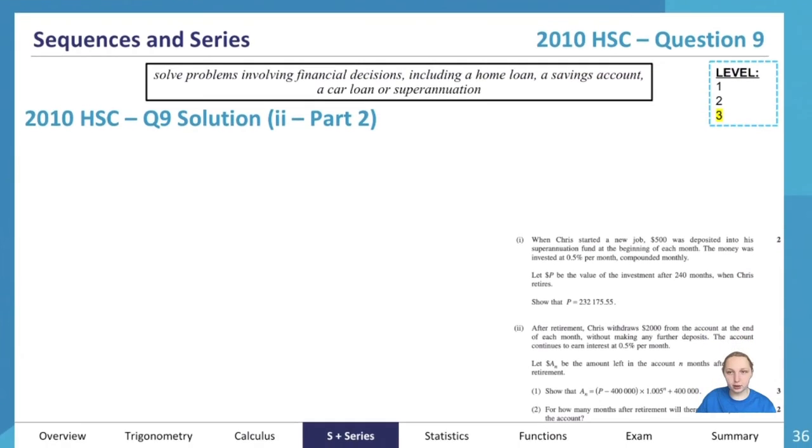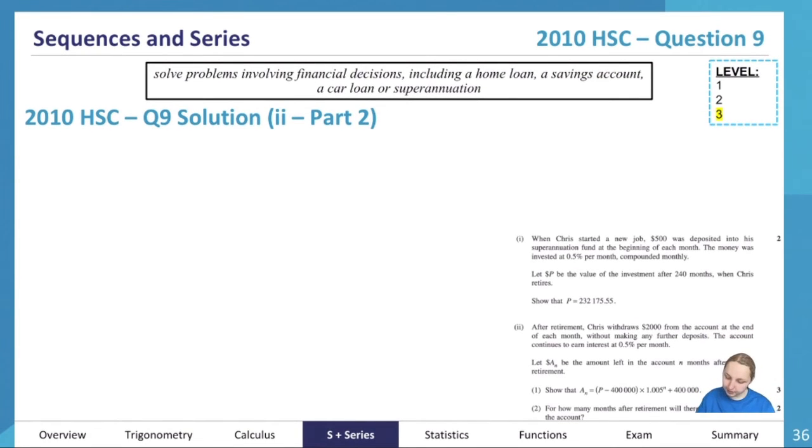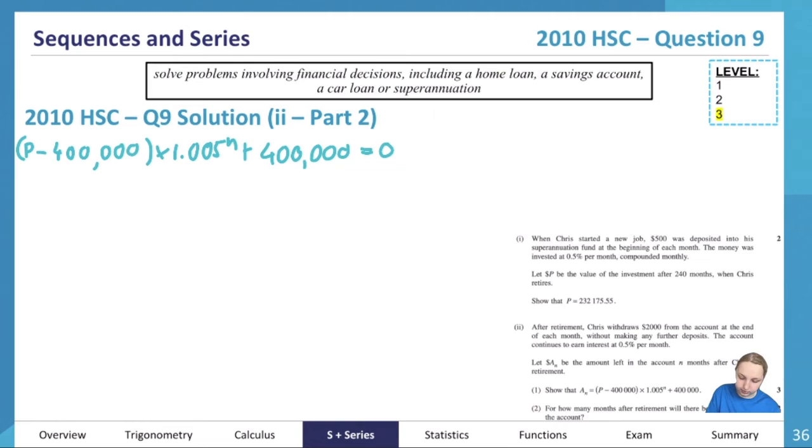Okay, and then the final part of this financial maths question: for how many months after retirement will there be money left in the account? So essentially we're trying to find when does our A_N equal 0. So when do we have P minus 400,000 times 1.005 to the N plus 400,000, when does all of that equal 0? Okay, so we can rewrite that as 1.005 to the N equals 400,000 all over 400,000 minus P.